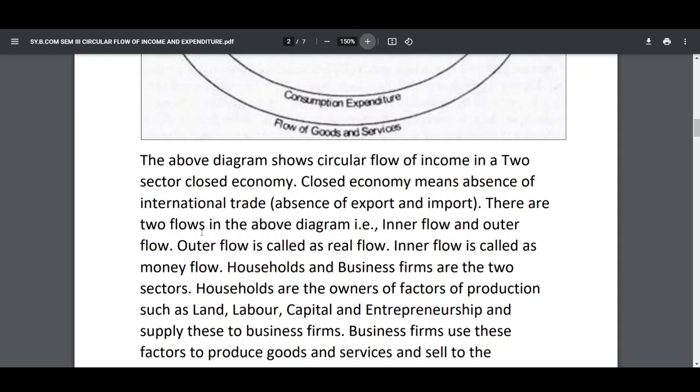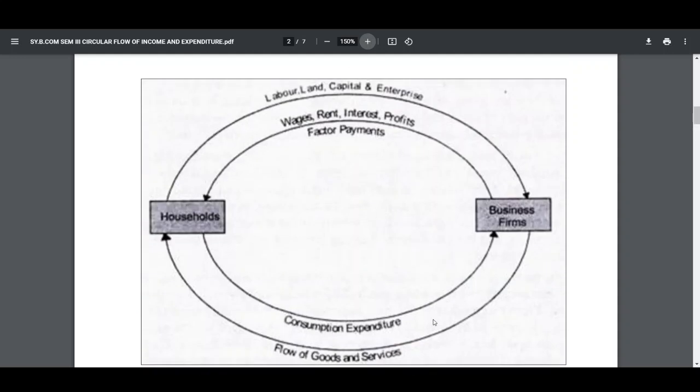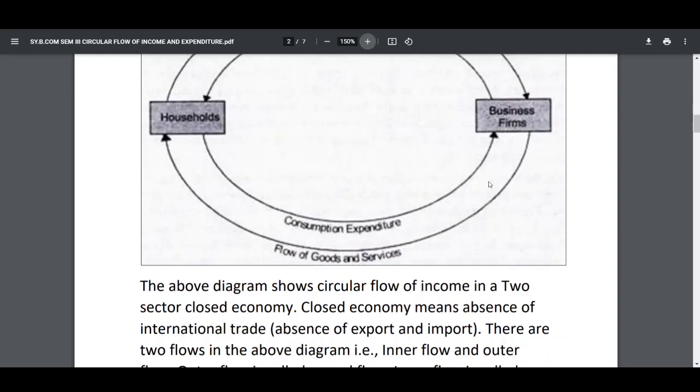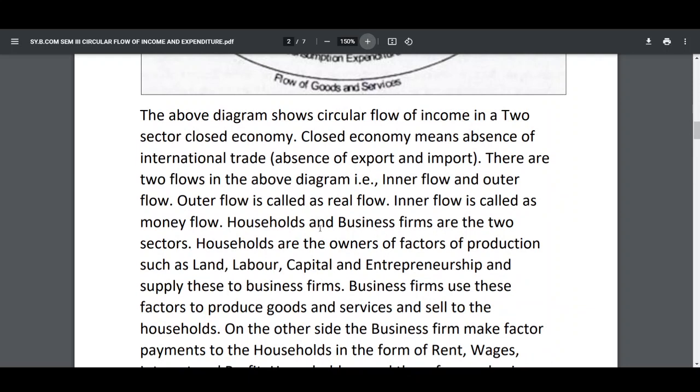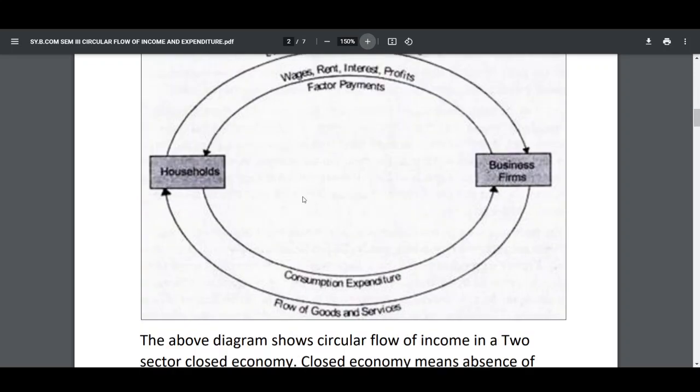There are two flows in the above diagram, that is inner flow and outer flow. Inner flow is called money flow and outer flow is called real flow. Households and business firms are the two sectors. Households or consumers and business firms are the two sectors.